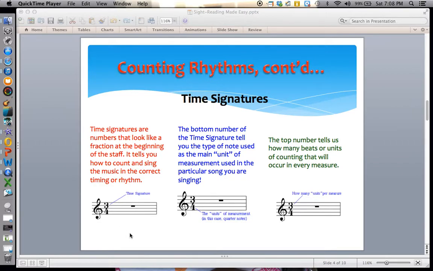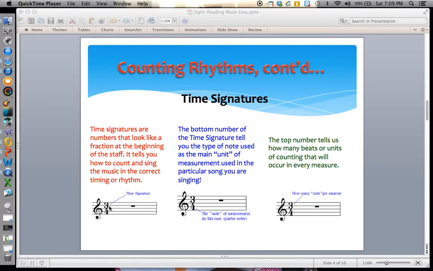Let's take a look at counting rhythms, continuing. So in order to establish how to count rhythms, we first need to look at a time signature. What in the world is a time signature? A time signature is numbers that look like a fraction at the beginning of the staff. It tells you how to count and sing the music in the correct timing or rhythmic patterns.